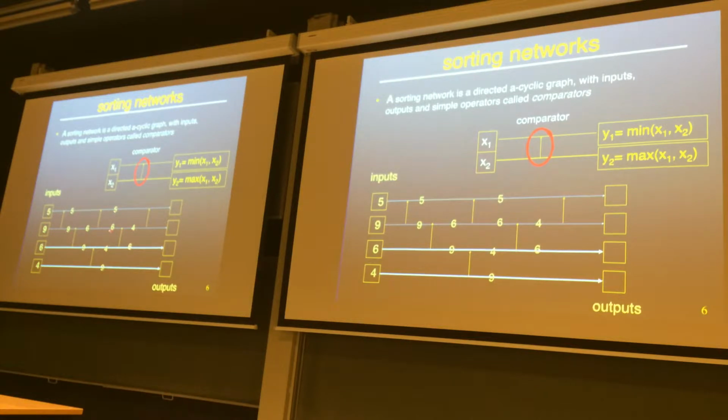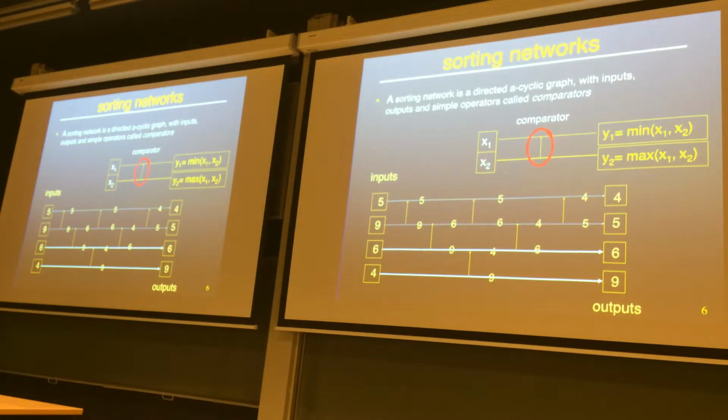4 and 6 are compared, 4 appears here, 6 appears there, and then comparing 4 and 5, 4 appears here, 5 appears there. Then there is no comparator between this line and the output, so 6 appears here and 9 appears there. So the output indeed is 4, 5, 6, 9. This is a very simple application of a sorting network.